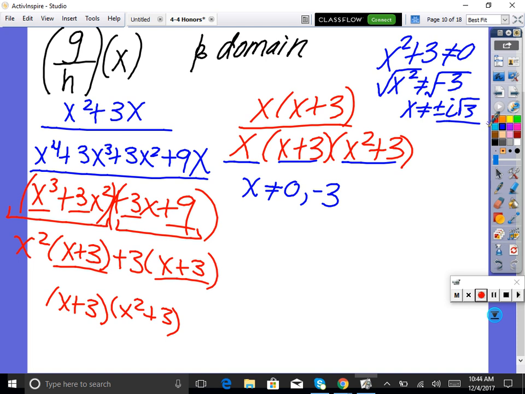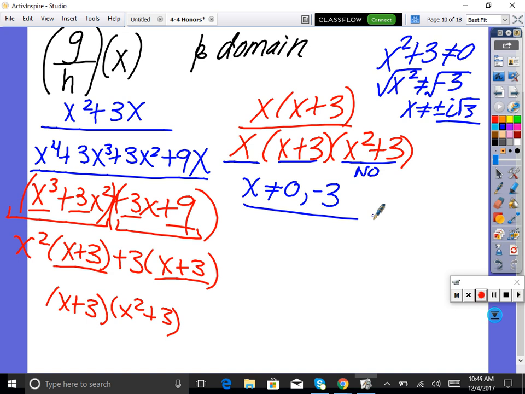Are we even going to have i's? No, so that's not a necessary restriction. There is no restriction there. The only way for us to get 0 is to plug in imaginary i root 3. And we're not going to be plugging in imaginary. So there is no restriction there. These are my only restrictions.